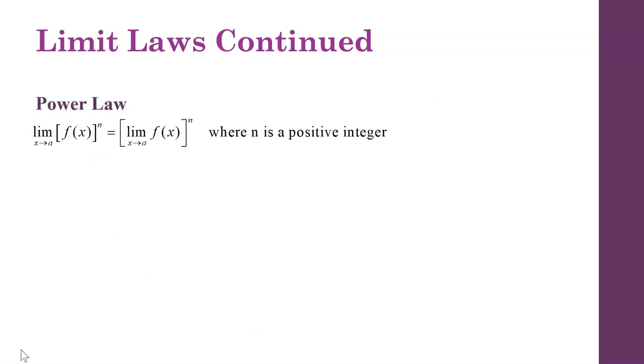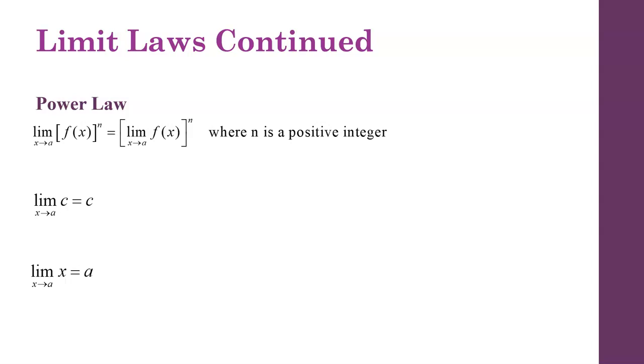The power law says that if I'm taking the limit of a function taken to a power, again, I can take the limit of the function first and then take the result to a power as long as I have a positive integer. And we also know that if I have a constant, the limit of the constant as x goes to a is that constant. So the value of x obviously does not impact the value of the constant.